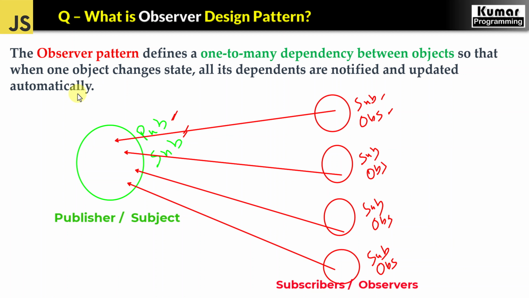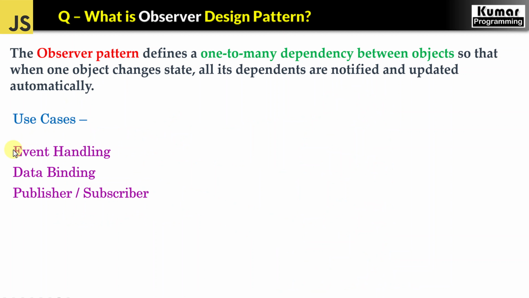Whenever we make any changes in the publisher or subject class, then all of our subscribers need to be notified and take the action accordingly. This pattern is known as the observer pattern. Now let's understand where we use the observer pattern. Mainly the observer pattern is used for event handling and data binding, as well as where we are using the publisher and subscriber model. Now let's see the code snippet.